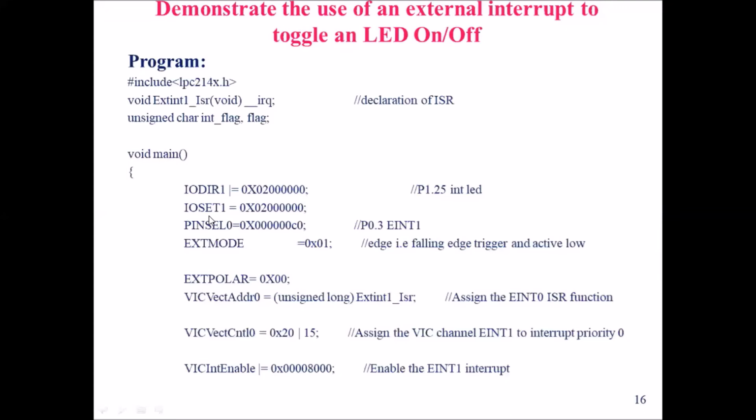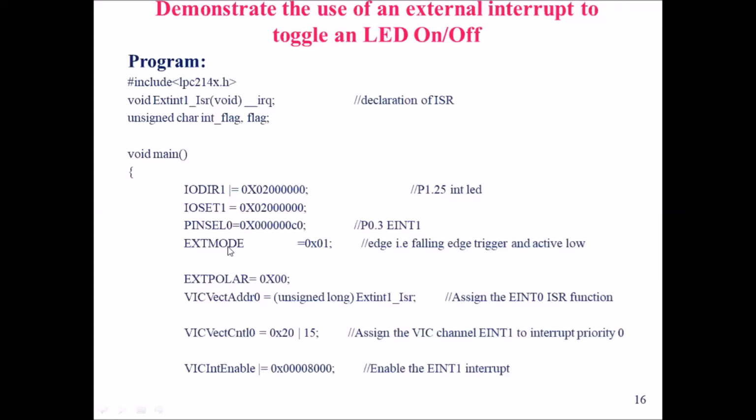The next register which we have discussed is the pin select register. As I told, there are three pin select registers: pin select 0, pin select 1, and pin select 2. In our program, we are making use of pin select 0 because port 0 third pin is associated with external interrupt 1. We have also discussed the register configuration 0x followed by 6 zeros, then C0. This is the register configuration to be given to select the fourth function, that is external interrupt 1. Again, we have discussed this in the previous slides.